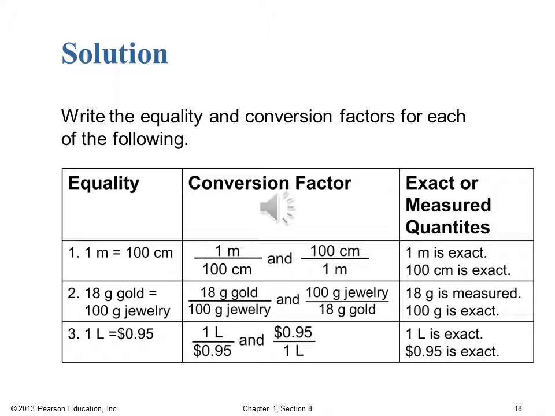Finally, the 1 liter equals 95 cents, and we could have the 1 liter in the numerator and 95 cents down in the denominator, or we could have the 95 cents in the numerator and the 1 liter in the denominator, and we're expecting them both to be exact values in that last equality. So hopefully this is coming to you pretty easily. If not, as I've said before, please reach out, get in touch with me. Let's find out where you're having trouble and let's get it resolved, because this idea of conversion factors is a very important one that will follow you throughout the course.